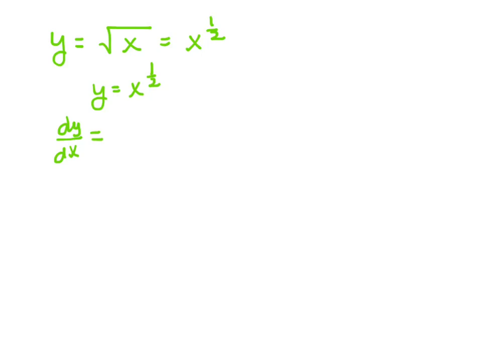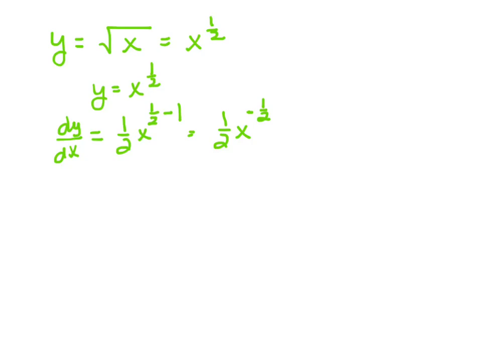And x to the 1/2, that is in our x to the n format, so we can apply our power rule. The n, the exponent, comes to the front, 1/2 times x, and then my exponent 1/2 minus 1. So in this case, we get 1/2 x to the negative 1/2, because 1/2 minus 1 would be negative 1/2.